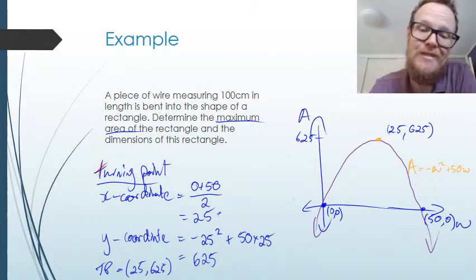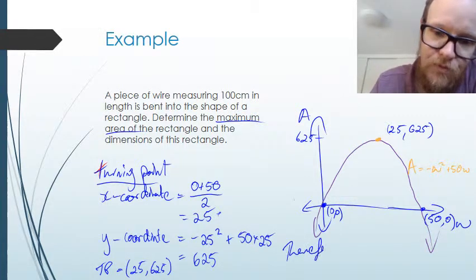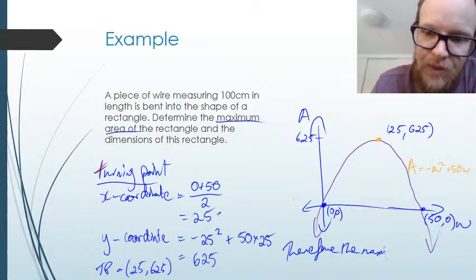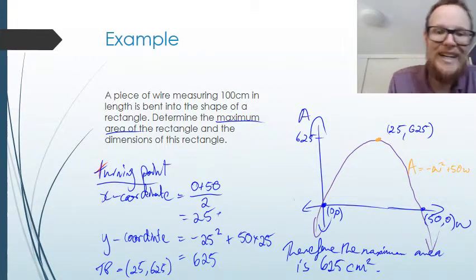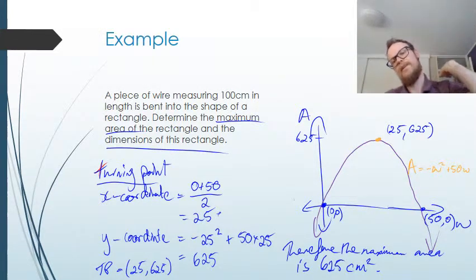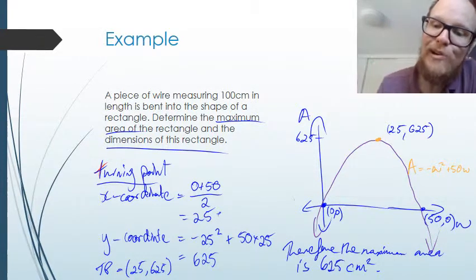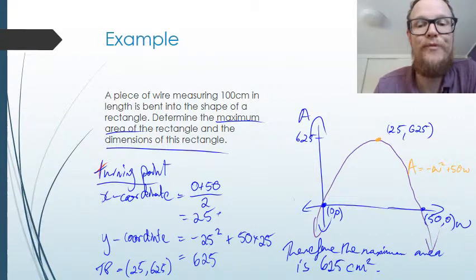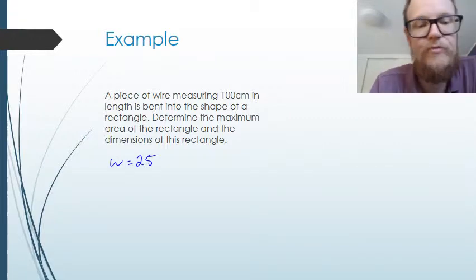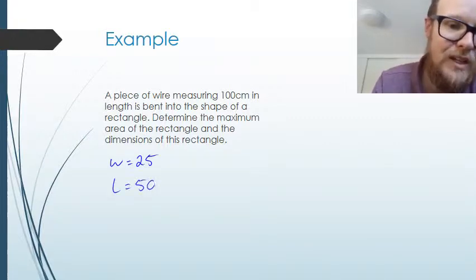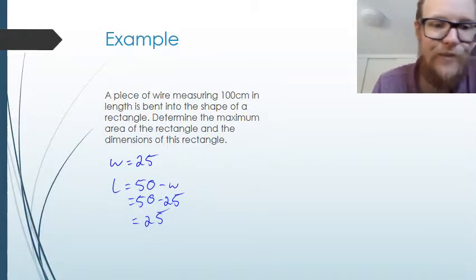Okay, so we can state, therefore, the maximum area is 625 square centimeters. It also asks for the dimensions of the rectangle. So we know the width is 25 centimeters. W equals 25. Length equals 50 minus width. 50 minus 25. The length is also 25.